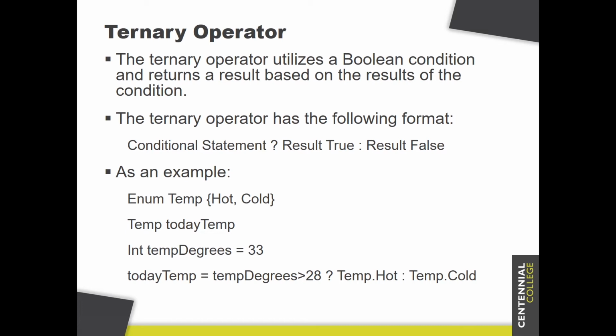Now, the ternary operator works as follows. I'm going to return something to todayTemp, and because todayTemp is an enum, I'm going to return one of the enum values from Temp. So todayTemp is equal to tempDegrees greater than 28. This is my Boolean condition. If that is true, it's going to return Temp.hot. And if it's false, it's going to return Temp.cold. So todayTemp equals tempDegrees greater than 28, question mark, Temp.hot, colon, Temp.cold. I have set the value of tempDegrees to 33. Therefore, todayTemp will have a value of Temp.hot. Okay? That is the ternary operator.